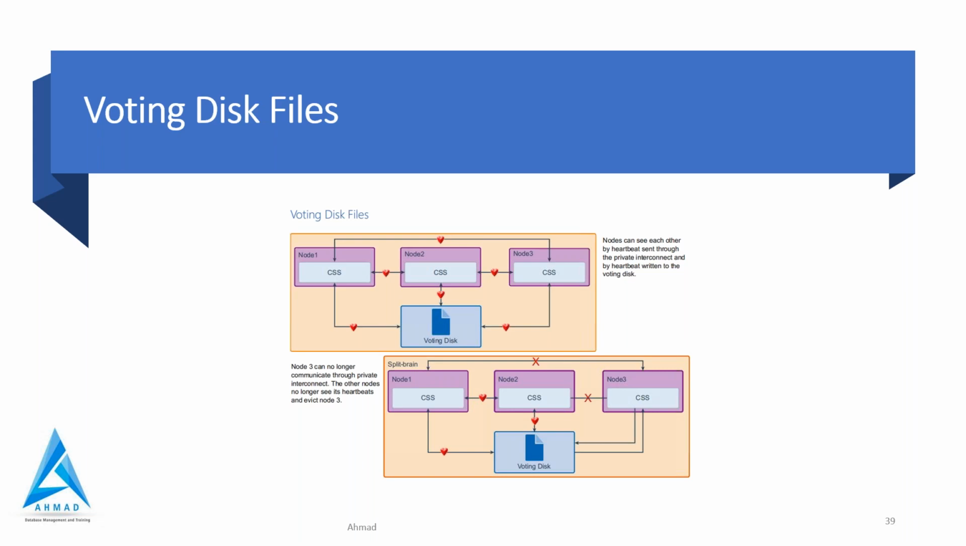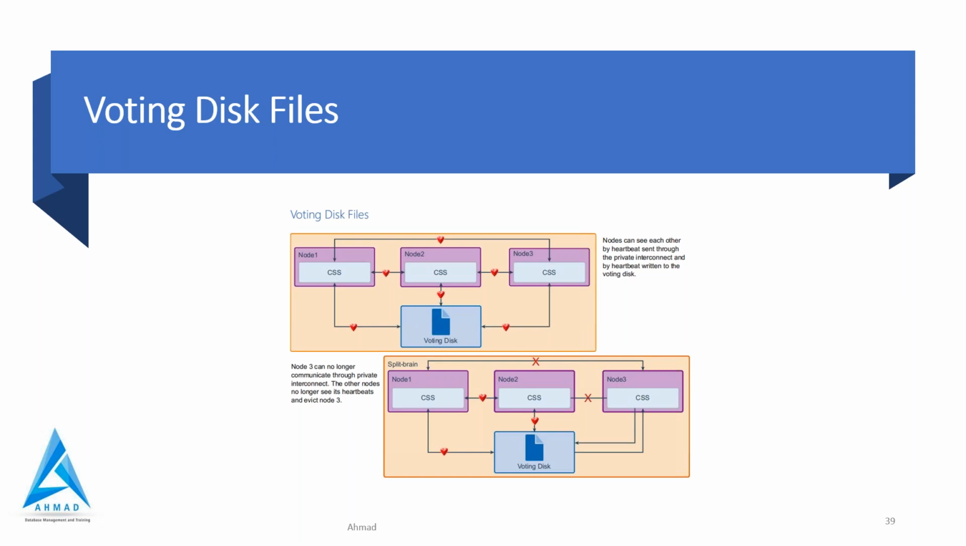CSS basically determines node availability via communication through the private network, with the voting file used as a secondary communication mechanism. This is done by sending a network heartbeat message through the private network and writing a disk heartbeat to the voting file. In the diagram, you can see that. The voting file resides on a clustered file system that is accessible to all nodes in the cluster, and its primary purpose is to help in the situation where private network communication fails. So the voting file is basically used to communicate the node state information to other nodes.